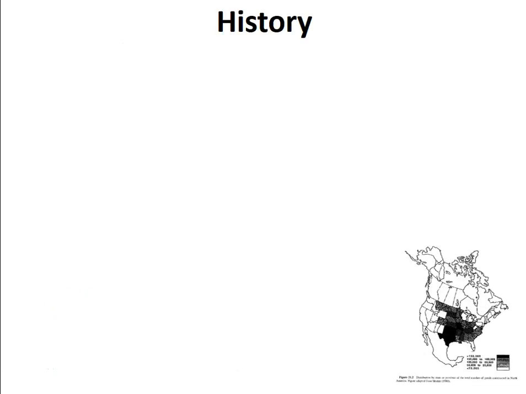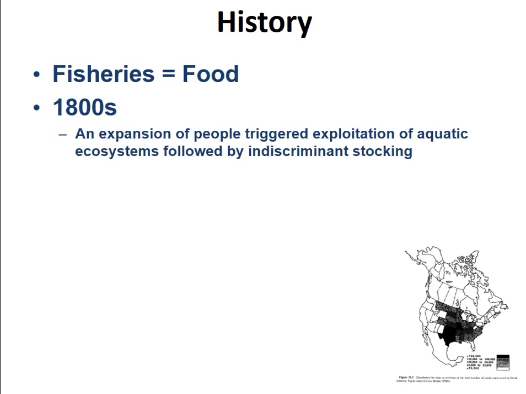So let's take a historical approach to fisheries management. Historically, fisheries equated to food. When people managed fish as a resource, they did so to increase the availability of food for people. So through the 1800s and 1900s, we saw a transition of this resource.